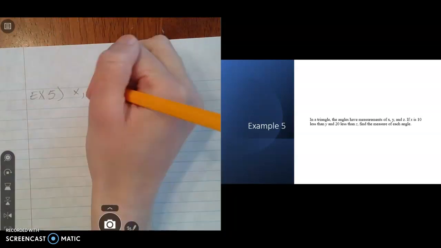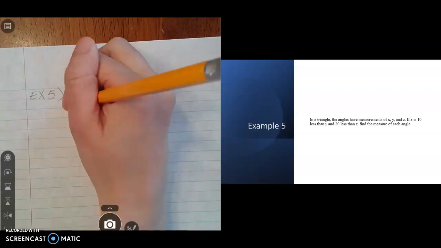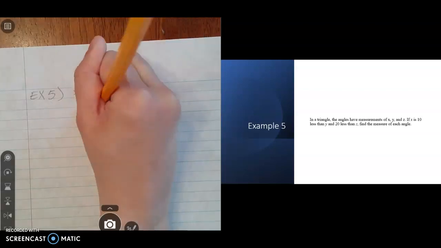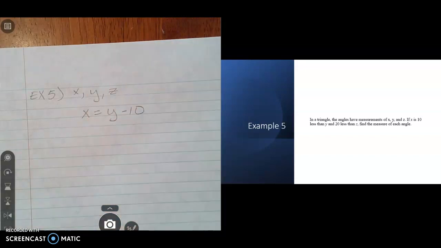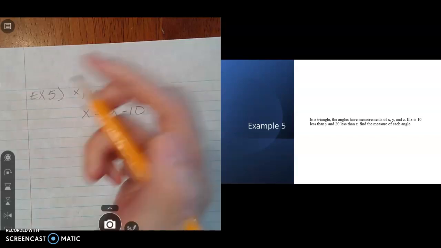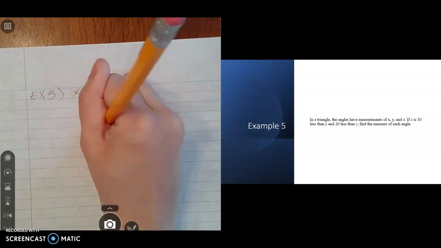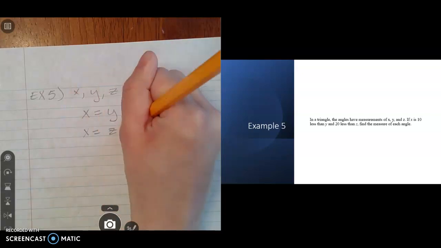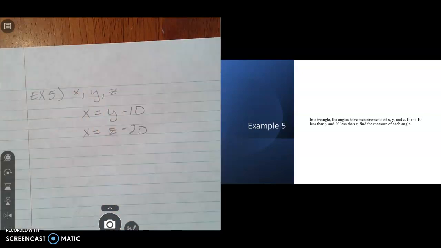It says if x is 10 less than y, so x is 10 less than y, that means x equals y minus 10, and 20 less than z. So there's another piece of information they just kind of tacked on in the same sentence. So x is also 20 less than z, that's x equals z minus 20. Find the measure of each angle.